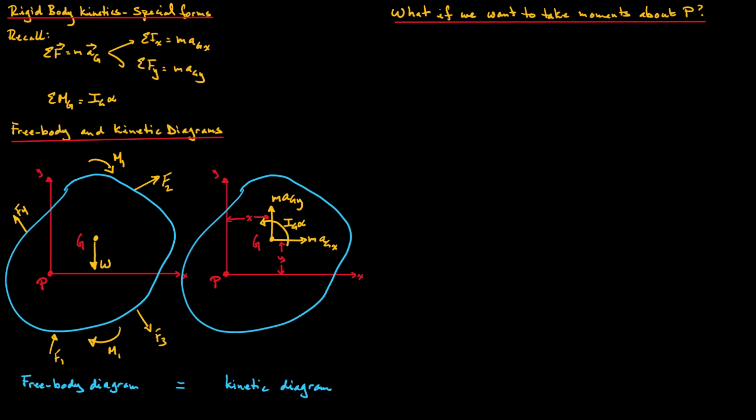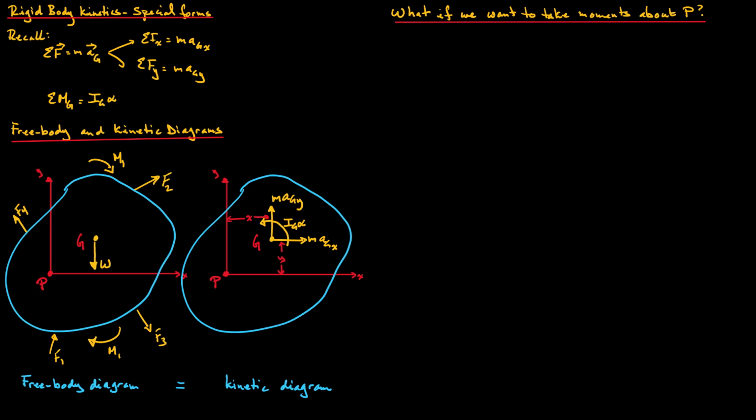We're going to continue our study of rigid body kinetics, and in particular, we're going to look at special forms of the governing equations. Recall from Newton's second law, the sum of the forces is equal to the mass times the acceleration, and for a rigid body, more specifically, the sum of the forces is equal to the mass times the acceleration of the center of mass G of the rigid body.